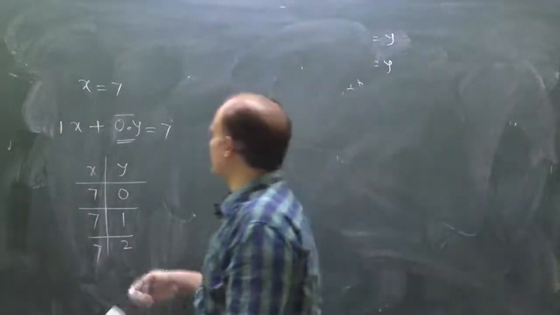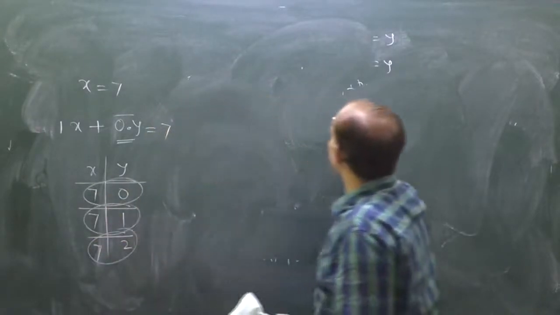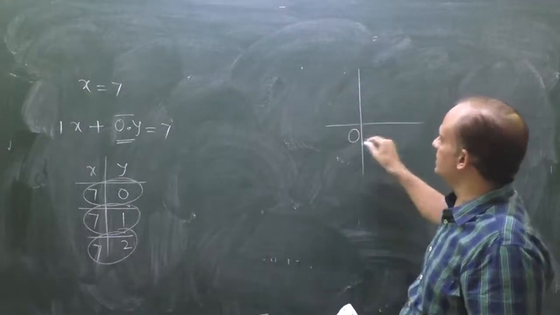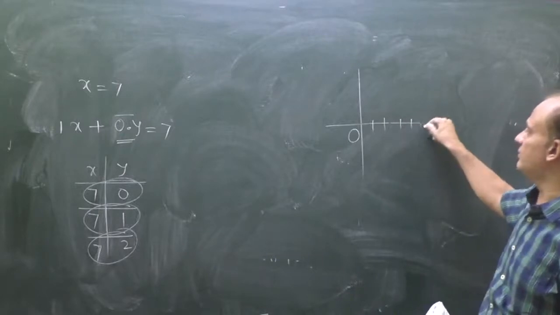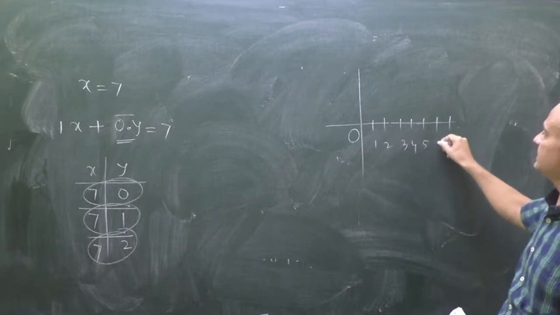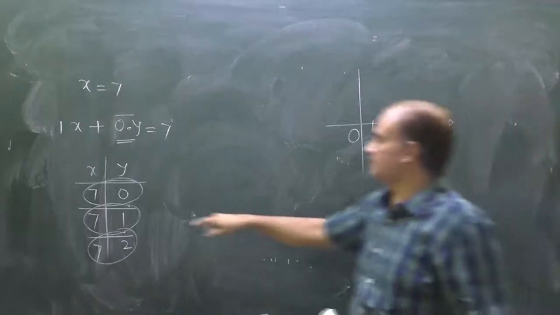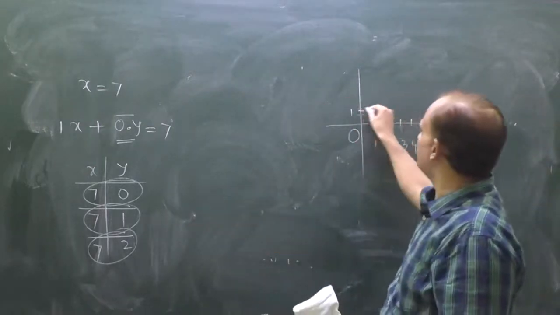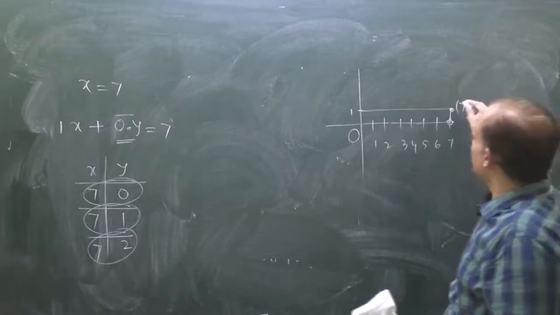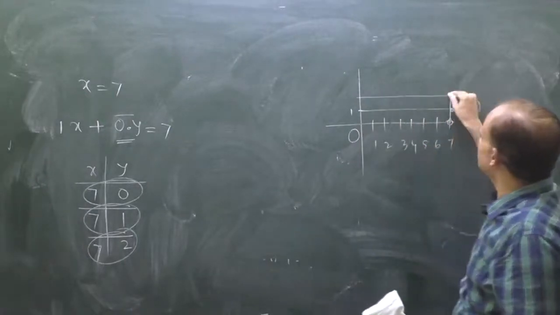Points are what? Points are (7, 0), (7, 1), (7, 2). So what is (7, 0)? Let us see. (7, 0). This is origin. 7: 1, 2, 3, 4, 5, 6, 7. 1, 2, 3, 4, 5, 6, 7. (7, 0) is this. What is (7, 1)? (7, 1) will be this. This point is what? (7, 1). Another point, (7, 2). So (7, 2) will be here.